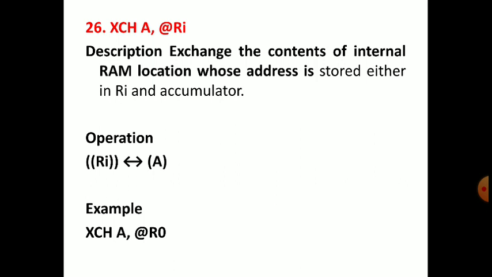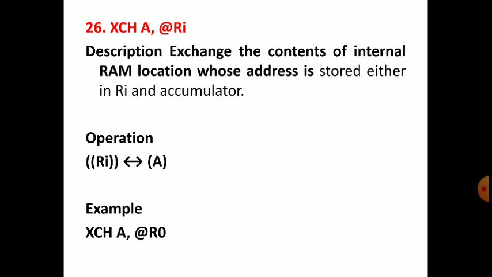This instruction exchanges the contents of the internal RAM location whose address is stored in RI and the accumulator. RI means internal register. Generally we have to use only R0 and R1. If you can remember from our previous video lessons, RN means common register, we can represent R0 to R7, but RI means R internal. We should use only R0 and R1.